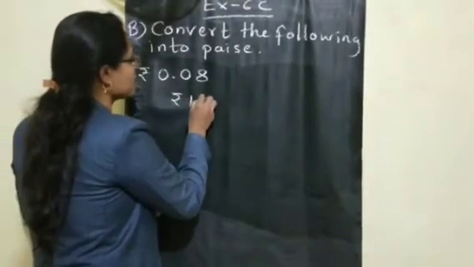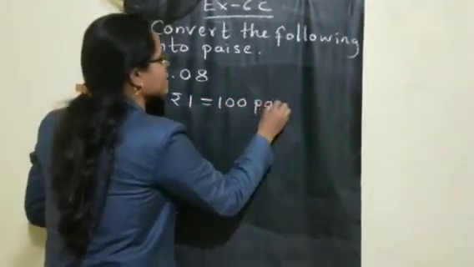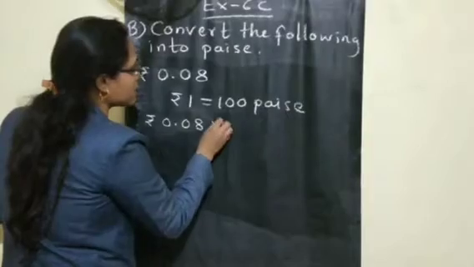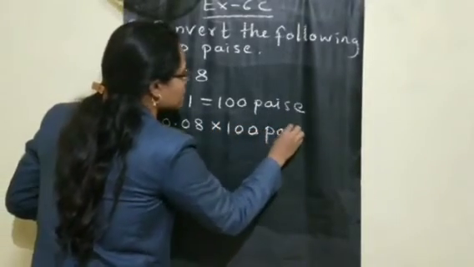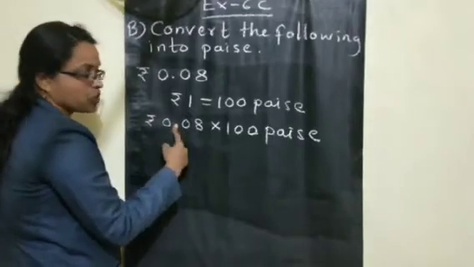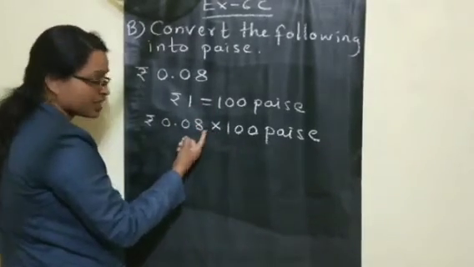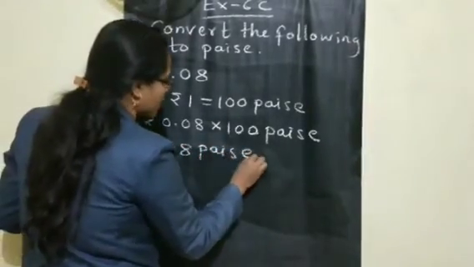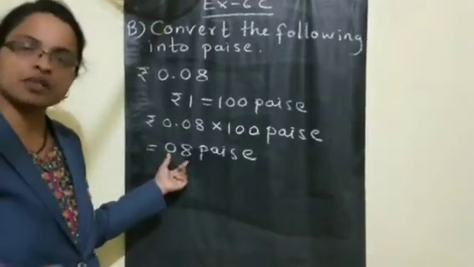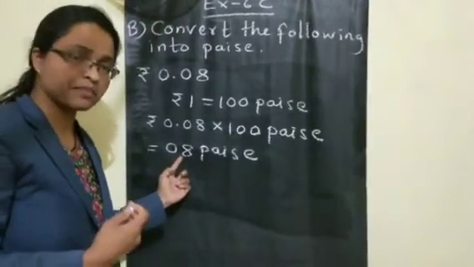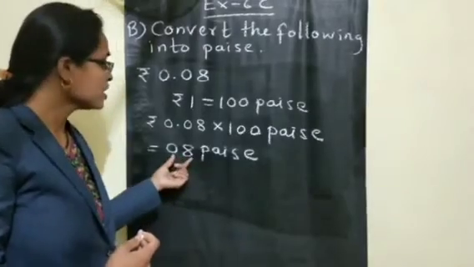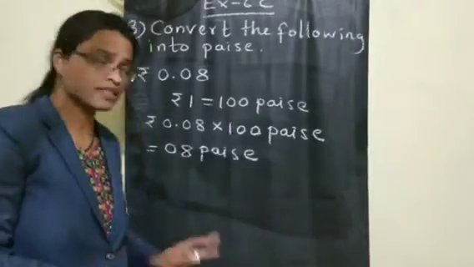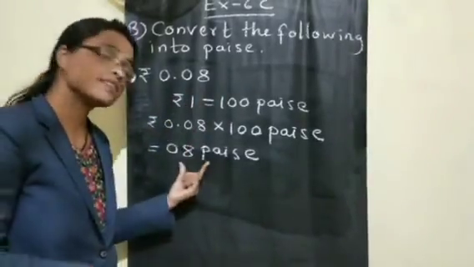Right? Rupees 1 is equal to 100 paise. So, rupees 0.08 multiplied by 100 paise. So this dot will shift to the right-hand side after the number. So here we'll get 08 paise. You can write 08 or 8. The meaning is the same because 0 is before the number, and before the number there is no value for 0. So you can read it as 08 paise or 8 paise. The meaning is the same, that is 8 paise. So, rupees 0.08 means it is 8 paise.